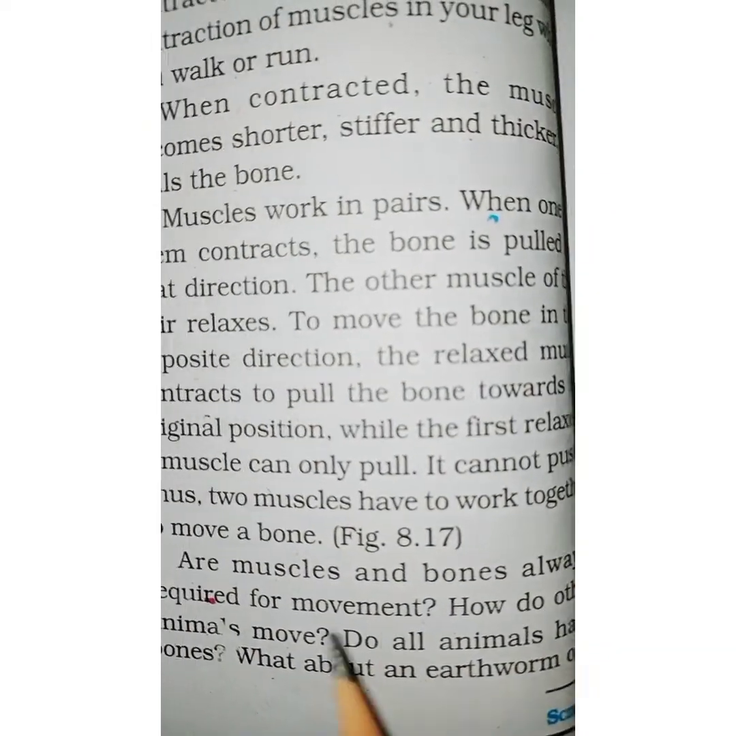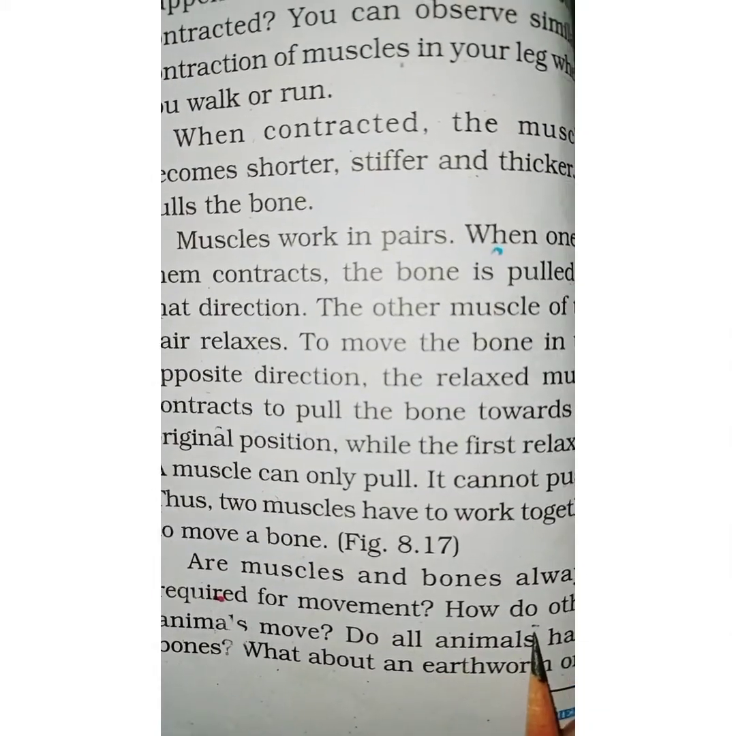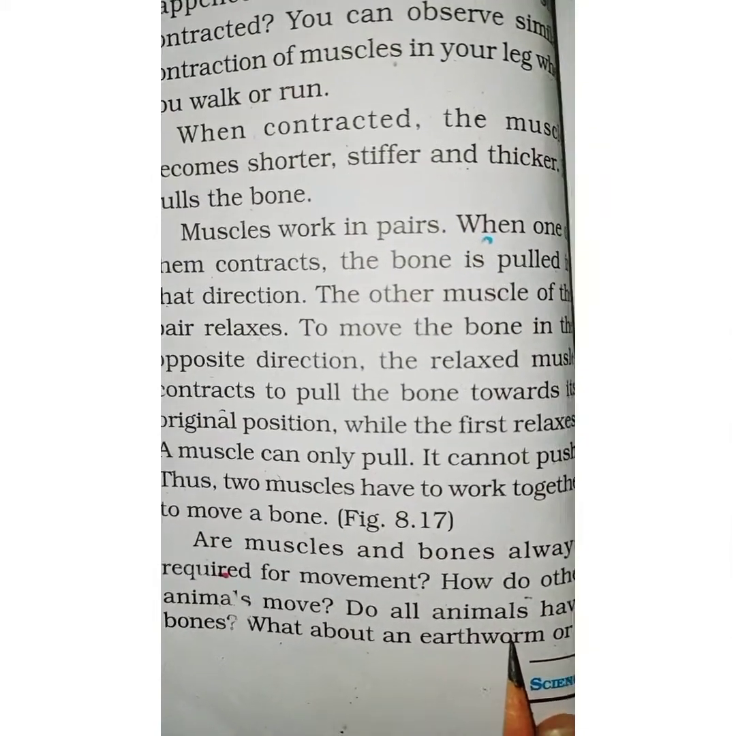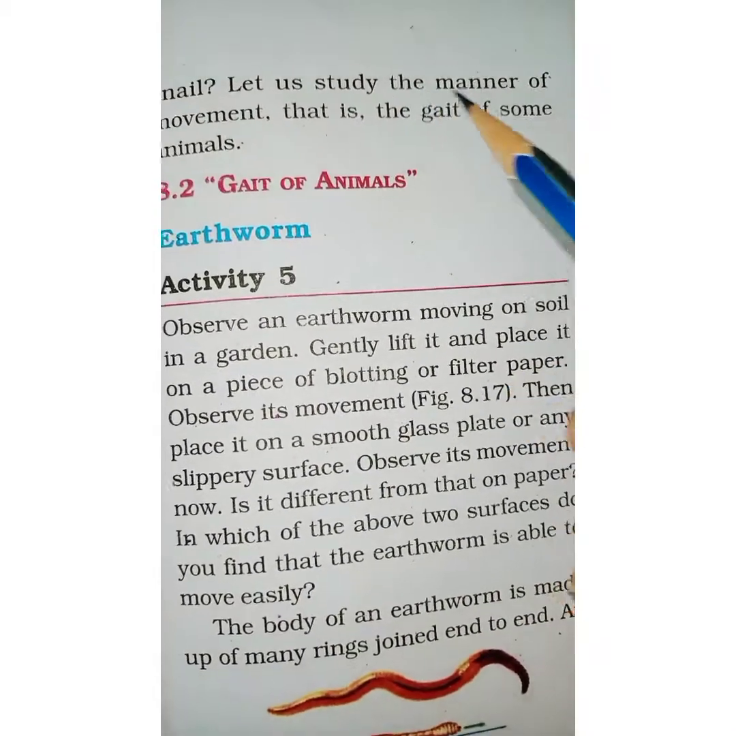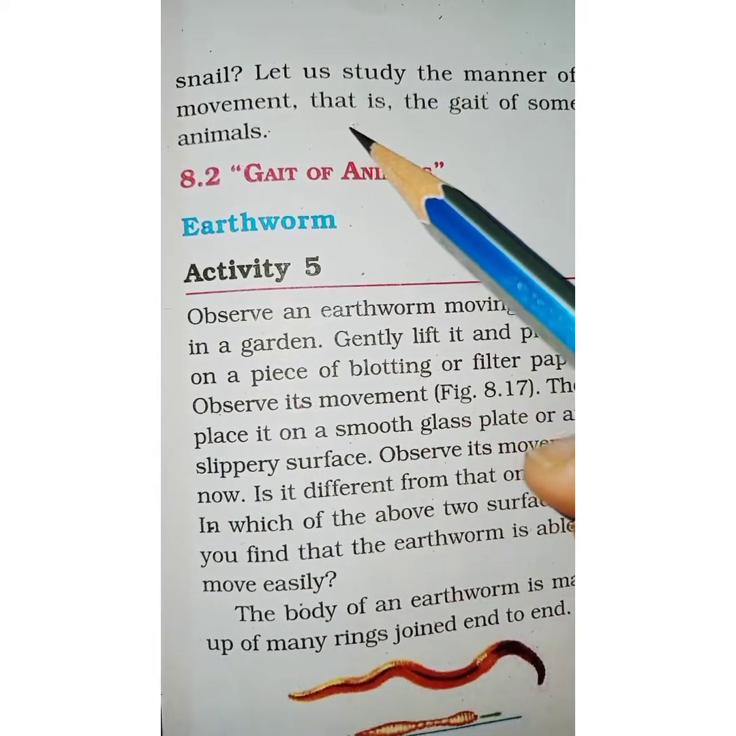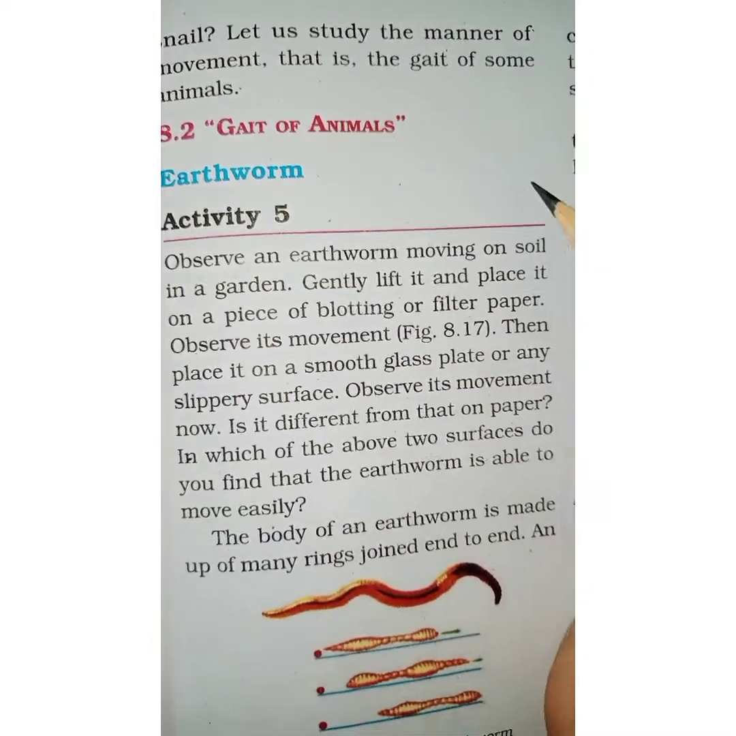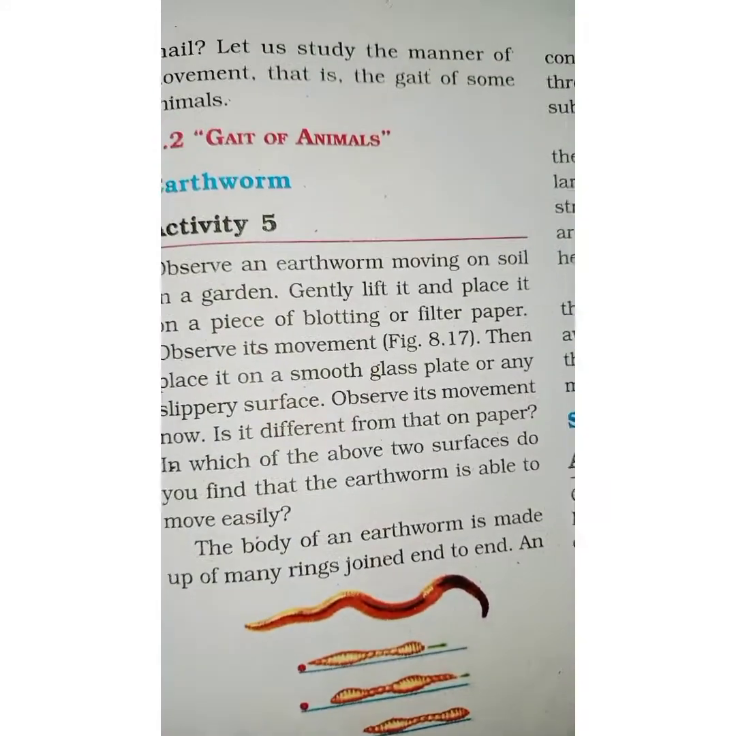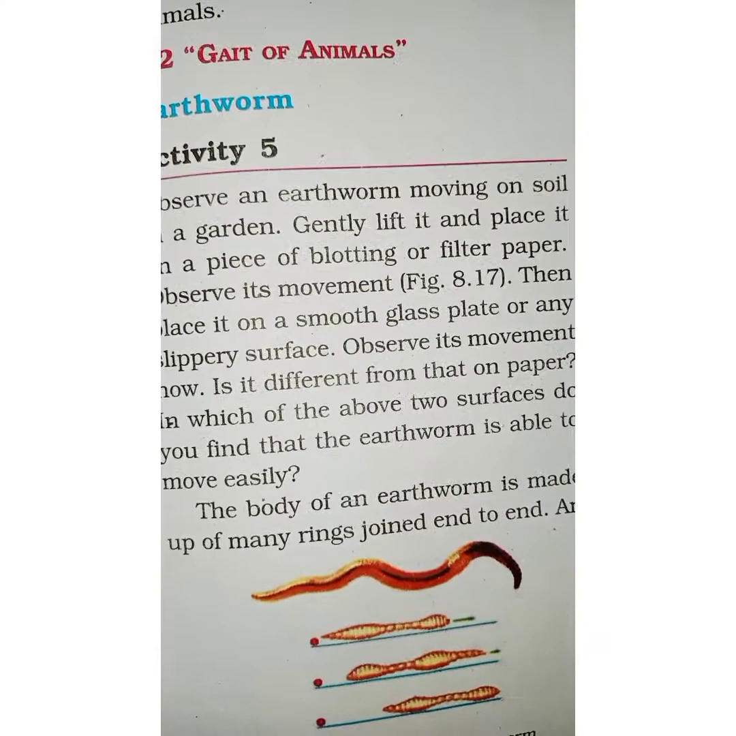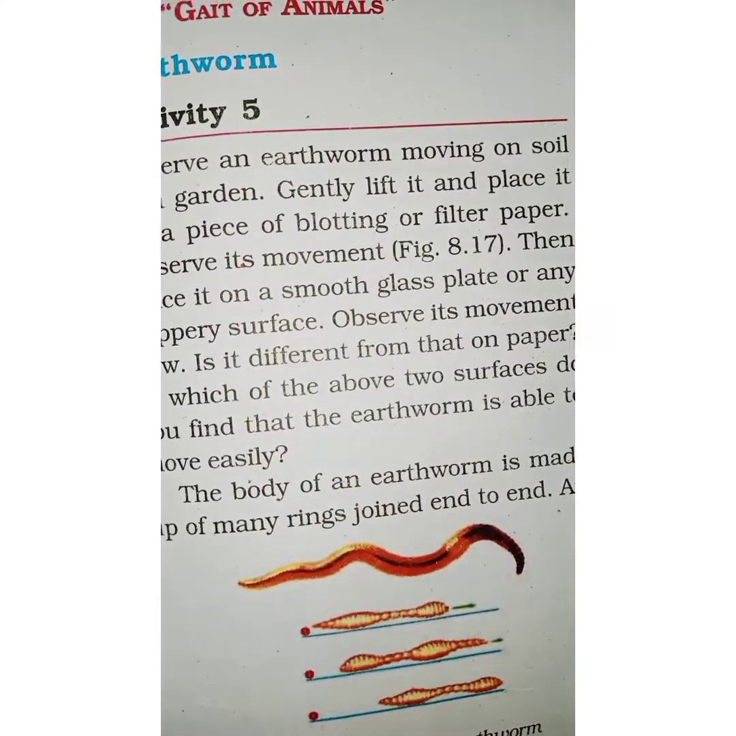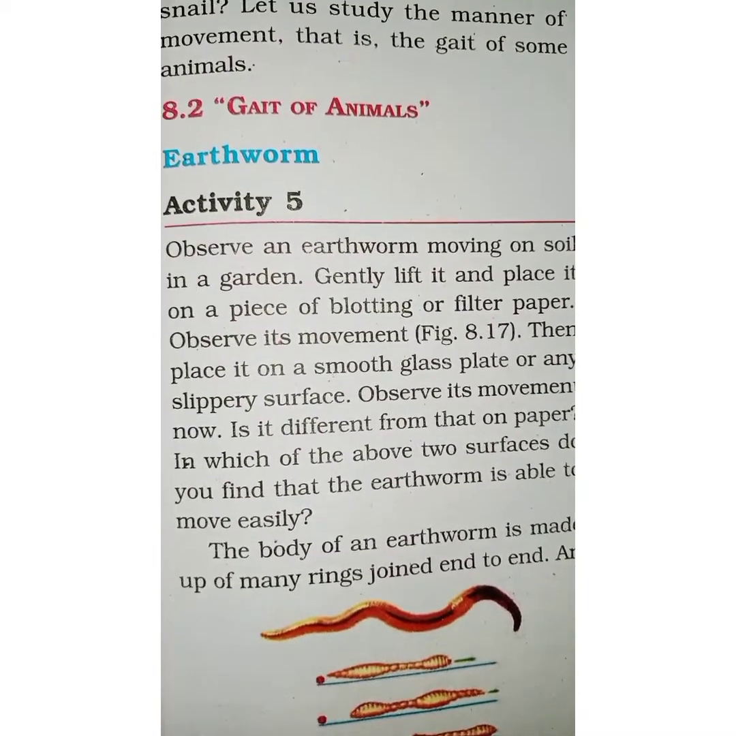Are muscles and bones always required for movement? How do other animals move? Do all animals have bones? What about an earthworm and a snail? Let us study the manner of movement, that is the gait, of some animals. Here we know that muscles are the ones which move the bones. Do you think all animals and insects have bones and muscles? This we are going to learn in another part.